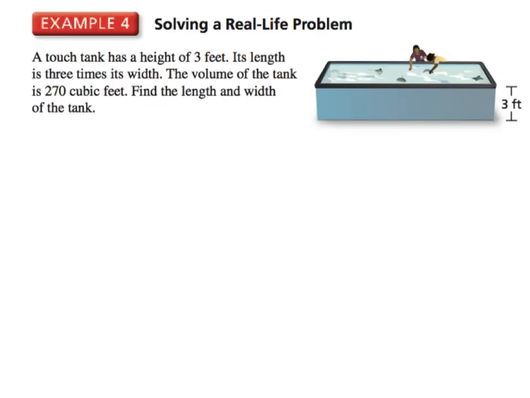Example 4. A touch tank has a height of 3 feet. Its length is 3 times its width. The volume of the tank is 270 cubic feet. Find the length and width. Pretty easy. A touch tank has a height of 3. Its length is 3 times its width. So we do not know the length and we do not know the width. But the width we could let be W. And the length is 3 times that, so that'd be 3W.